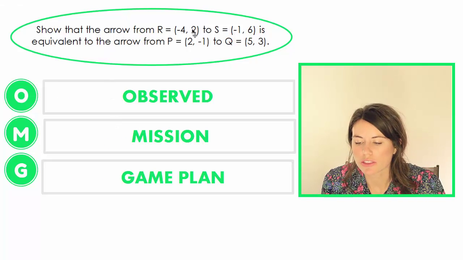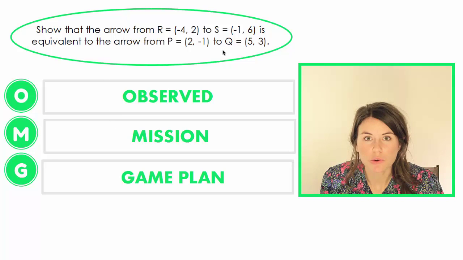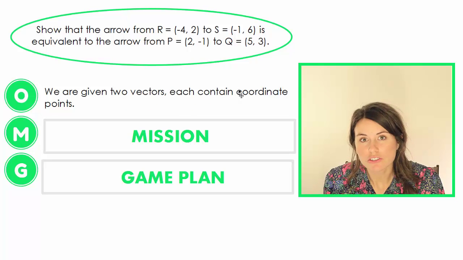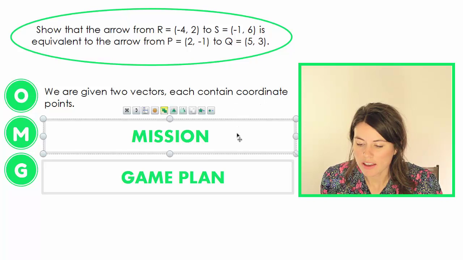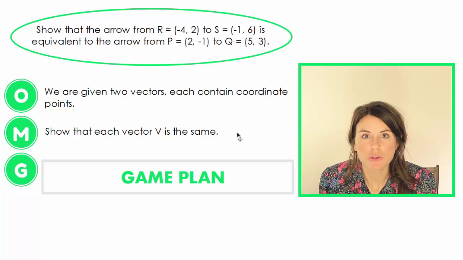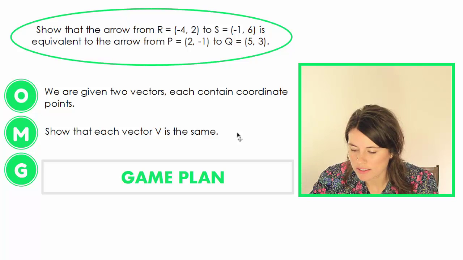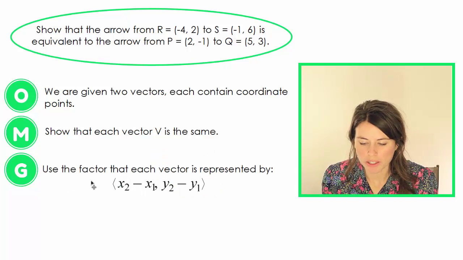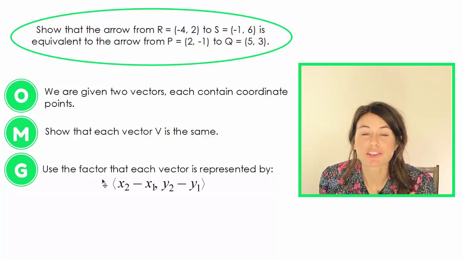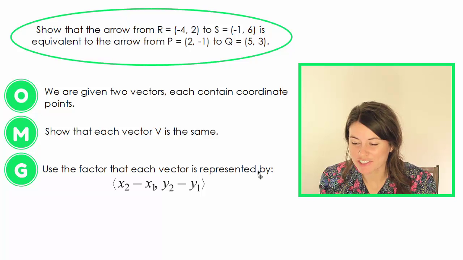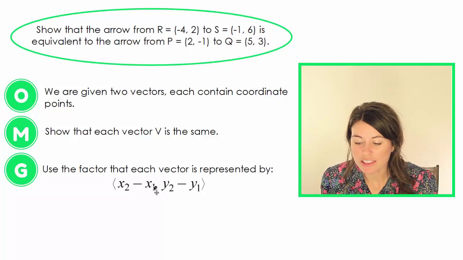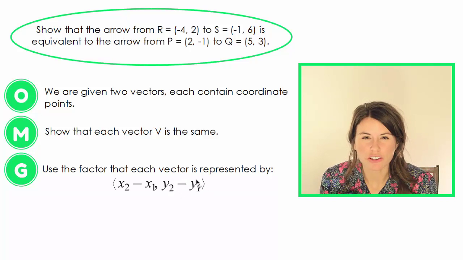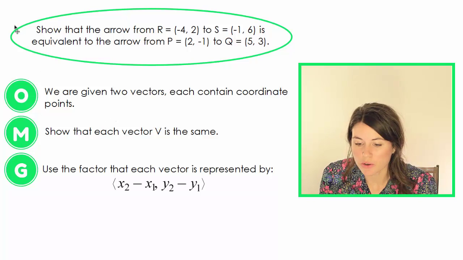So it wants us to show that these two arrows, RS and PQ, are equivalent. The first thing to observe is that we're given two vectors and each contain coordinate points. Our mission is to prove that they're the same, so we need to prove that each vector has the same coordinates. Our game plan for doing that is to use this formula. That should say use the fact, not the factor, that each vector is represented by this. You take the x coordinates and subtract them, you take the y coordinates and subtract them, and that's your vector. So if they're the exact same points, then we know that the vectors are the same.